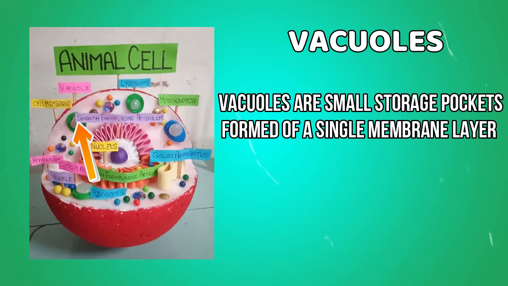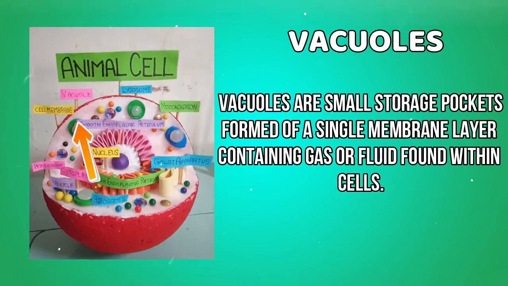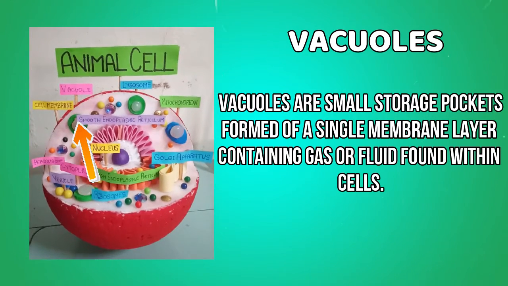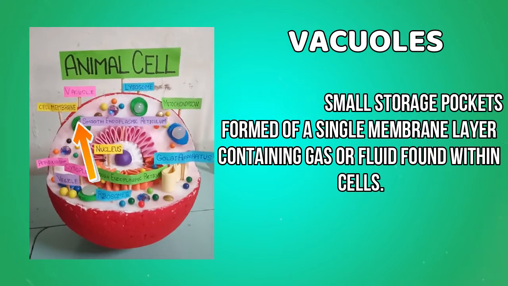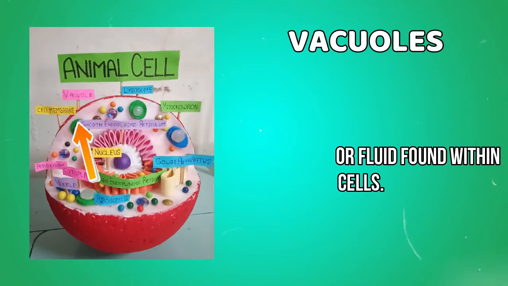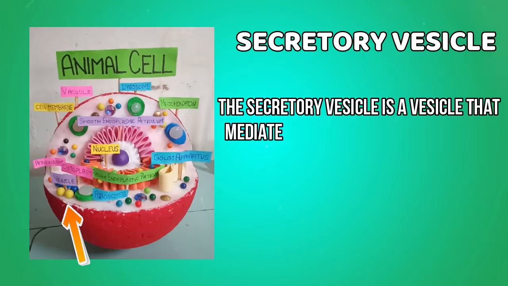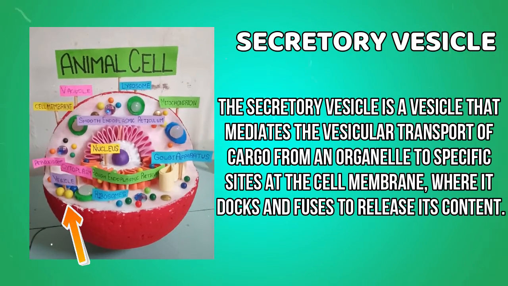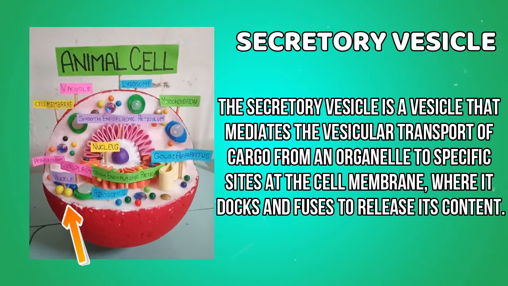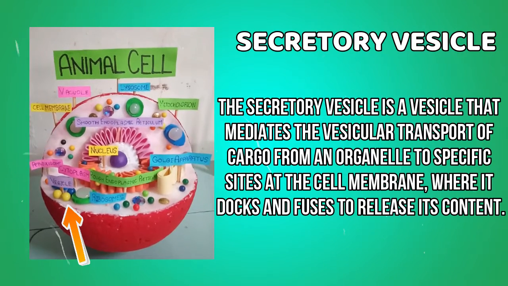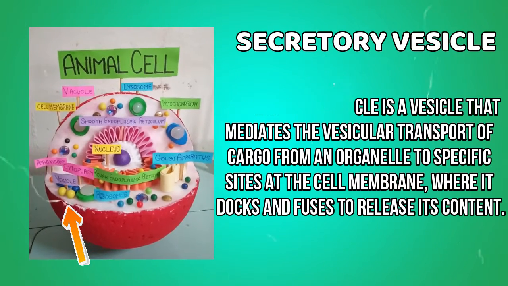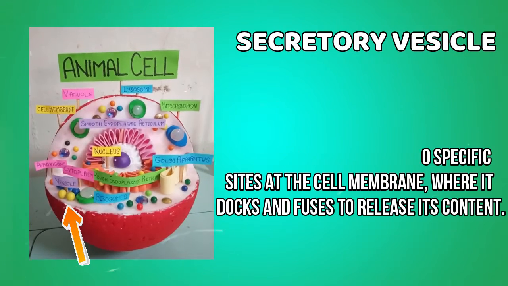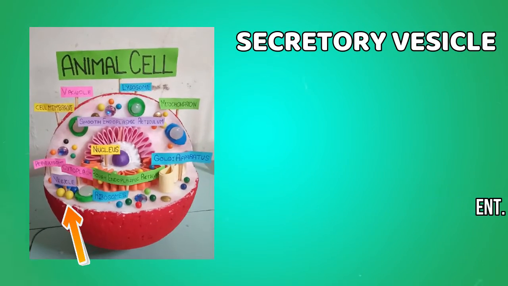Vacuoles. The vacuoles are small storage buckets formed of a single membrane layer containing gas or fluid found within cells. The secretory vesicle. The secretory vesicle is a vesicle that mediates the vesicular transport of cargo from an organelle to specific sites at the cell membrane, where it ducts and effuses to release its content.